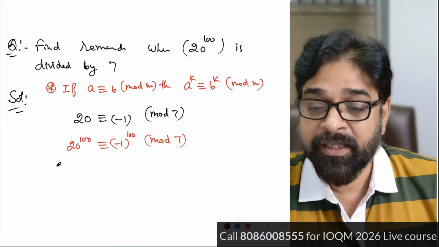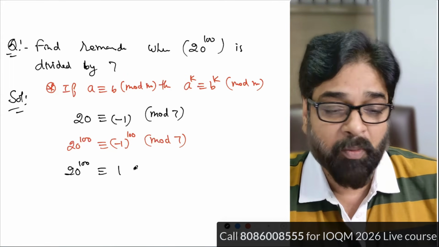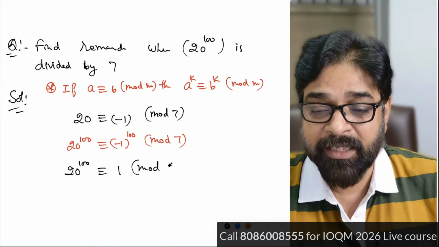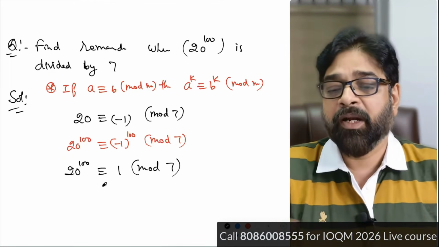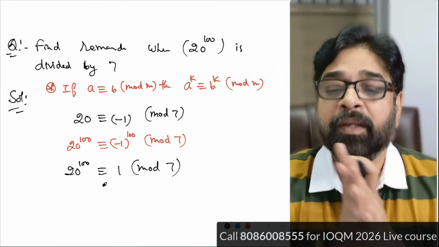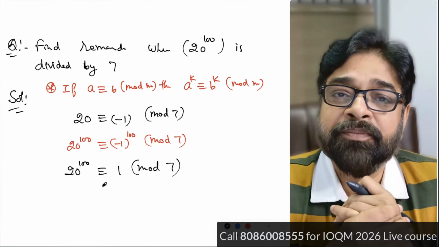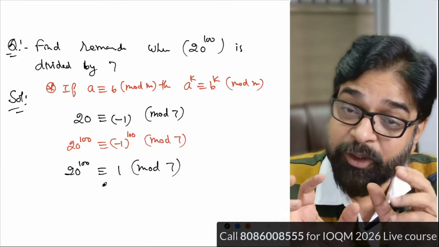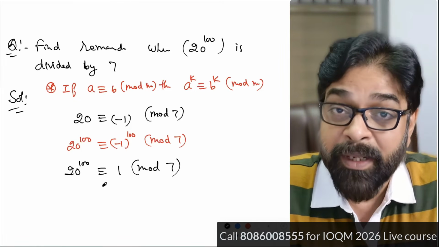That means 20 power 100 will be congruent to 1 modulo 7. Yes or no? Answer. 20 power 100, if you divide by 7, remainder will be 1. Remainder will be 1. Yes or no? Acha. Don't think that we just talk remainder. It tells so many things.